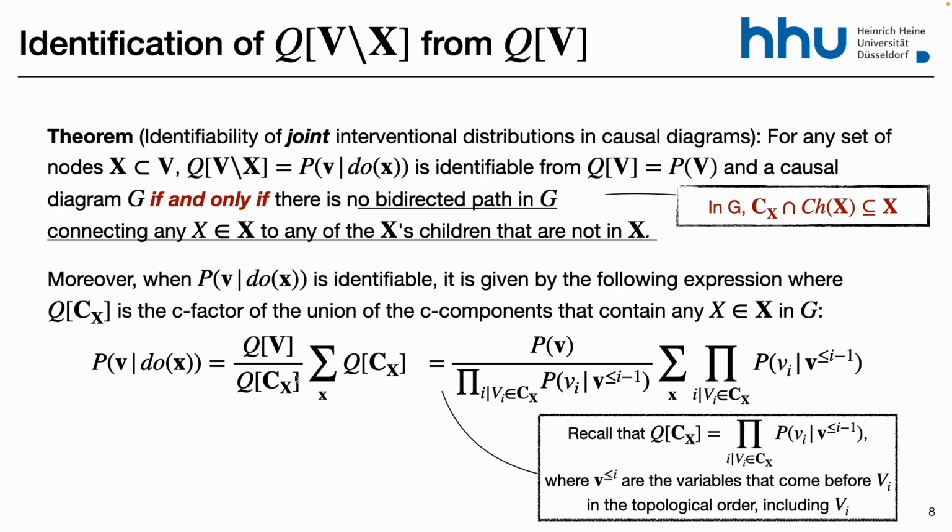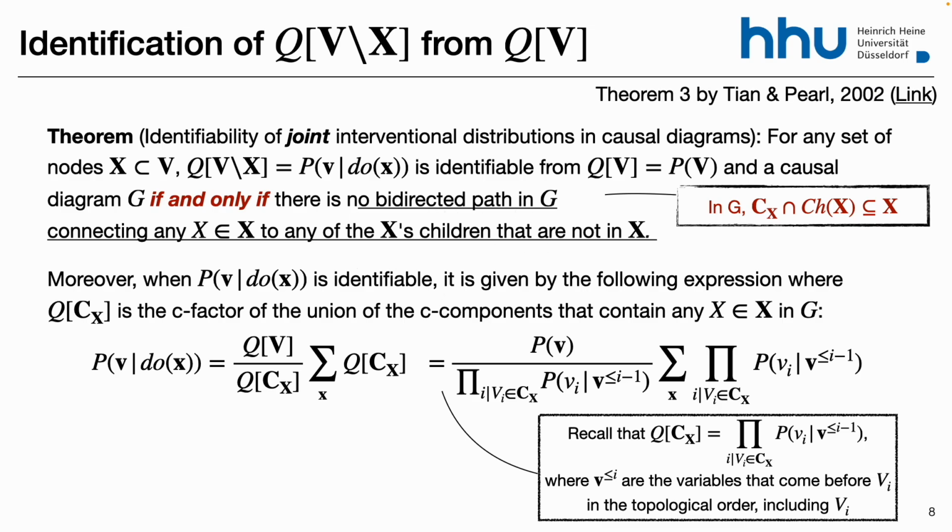So I'm just replacing Q of CX with the product of the probabilities of every Vi within CX. That comes from that lemma. So Q of V is equal to P of V, and everything else is computable through these fractions that I explained to you last lecture. So that's the point. You can identify the joint interventional distribution easily if you have that graphical condition.